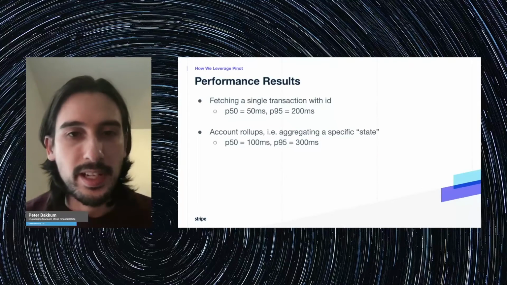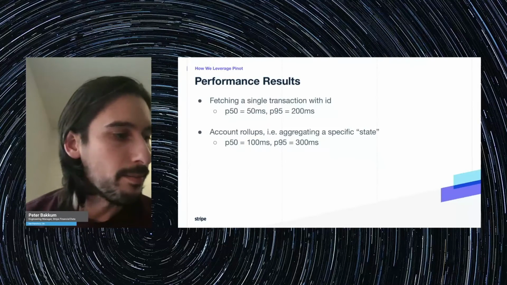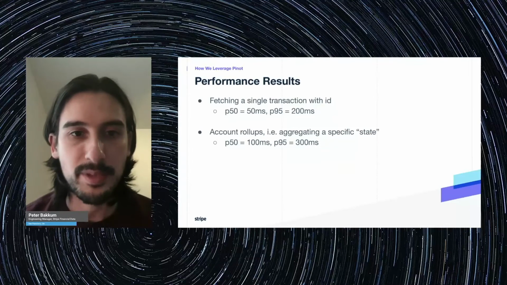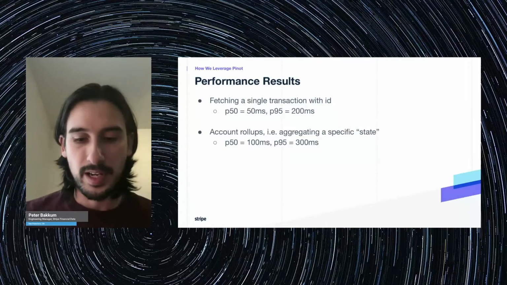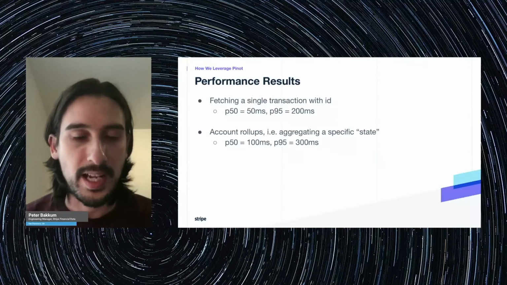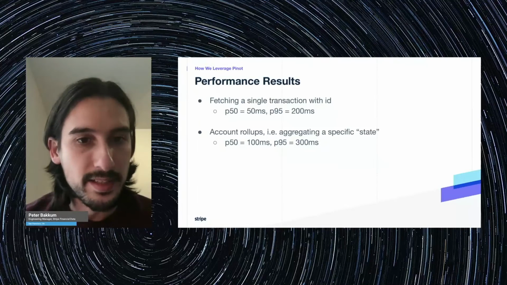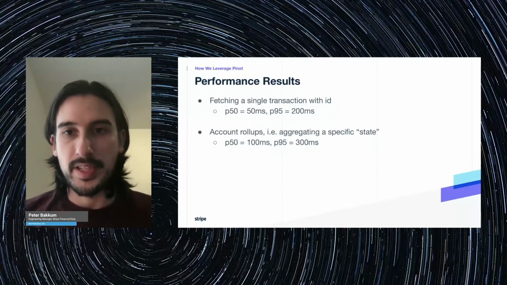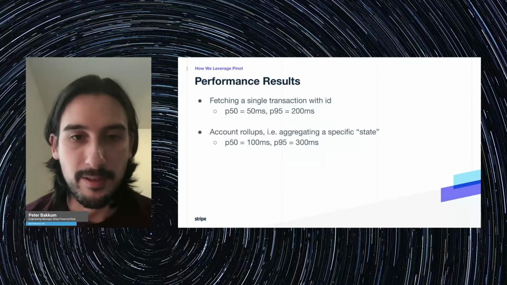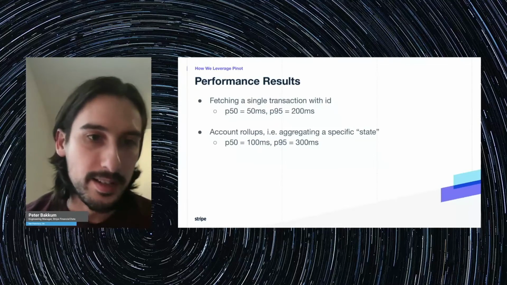So what does performance look like? These are fairly high level results, but on average, we're seeing for single transaction lookups, so these are basically point lookups to power internal UIs, median query times of about 50 milliseconds and 95th percentile query times of around 200 milliseconds. And then for rollups, which is an aggregation query pattern, we see median around 100 milliseconds and P95 around 300 milliseconds.